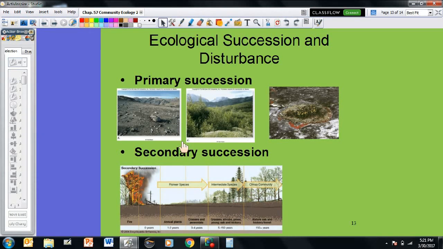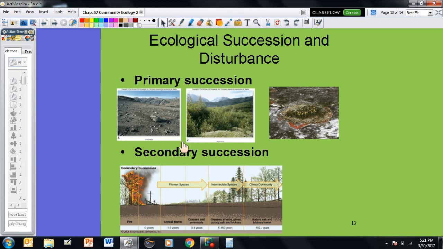Secondary succession works exactly the same way as primary succession does, but we're not starting on bare rock. We already have soil, we already have seeds, we already have roots. So really secondary succession is in essence the beginning of spring. We're just waiting for the plants to grow.